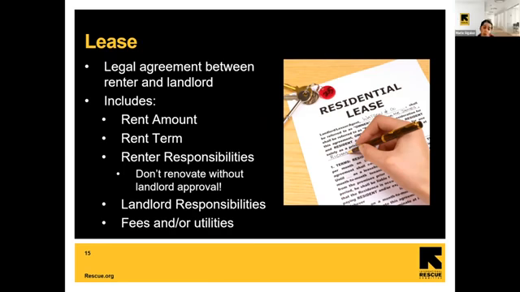The lease will also mention the landlord's responsibilities, and this is really important to protect you. So it tells you what the landlord is responsible for in maintaining the apartment, or if there's an issue, what they need to follow up on. Additionally, if there are any fees, it'll list them in the lease. Sometimes there's a fee for a late rent payment, or a fee for having a pet, and if there are utilities included, it will usually specify that in the lease, so that you have that in writing.